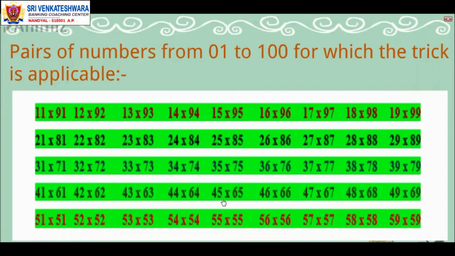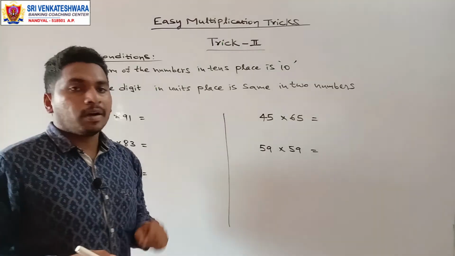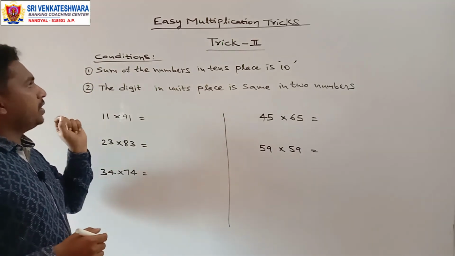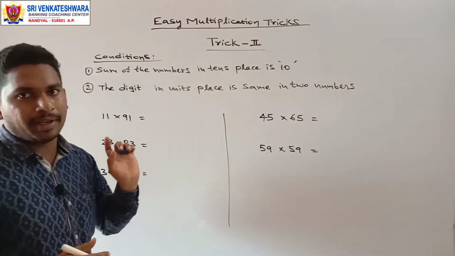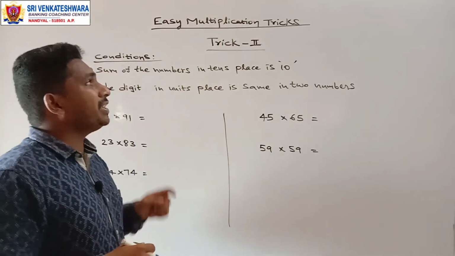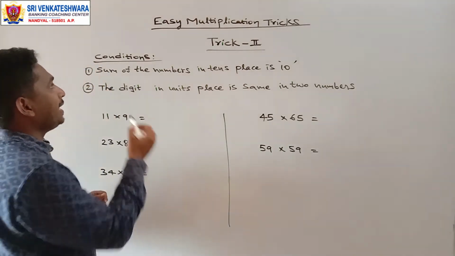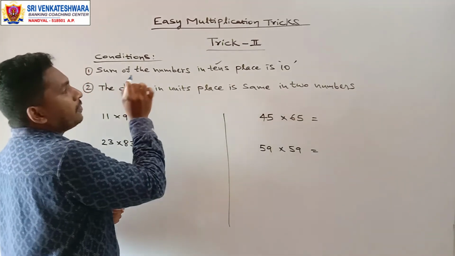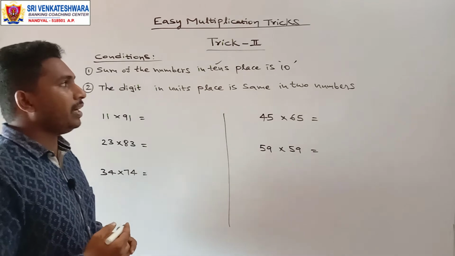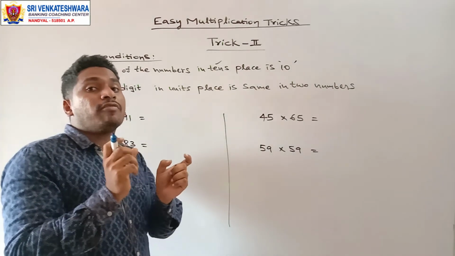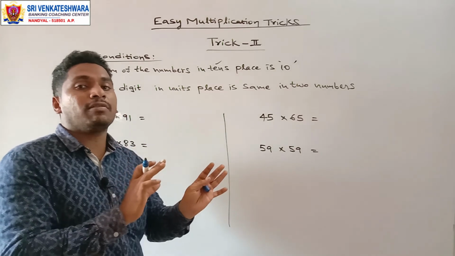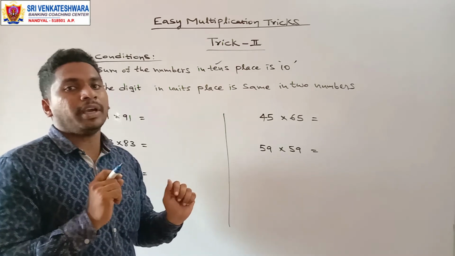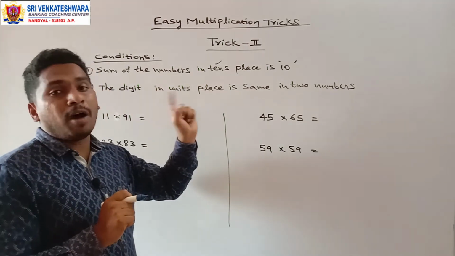Let us move on to how to solve this. Now let us see trick 2. Here also we have two conditions. The first condition is the sum of the numbers in tens place is 10. The basic difference between trick 1 and trick 2 is that here the sum of the numbers in tens place is 10, whereas in trick 1 the sum of the numbers in units place is 10 and the remaining numbers must be equal or the same.